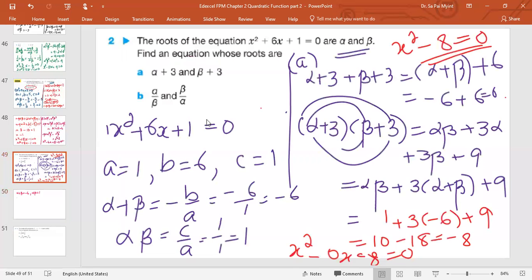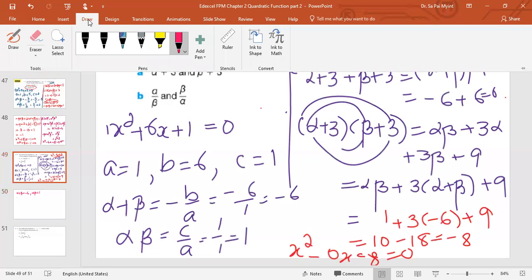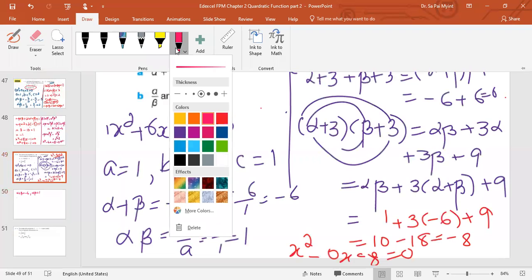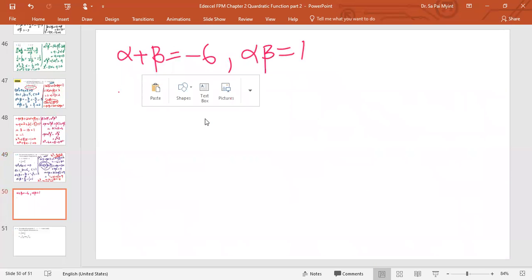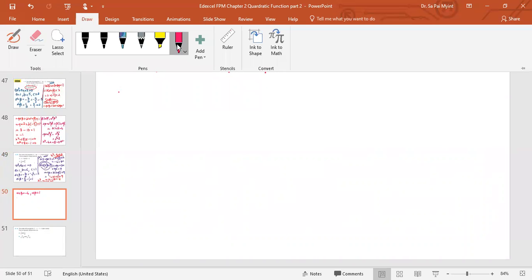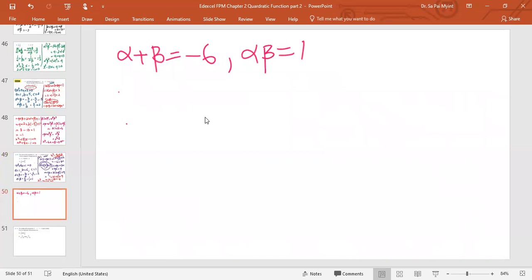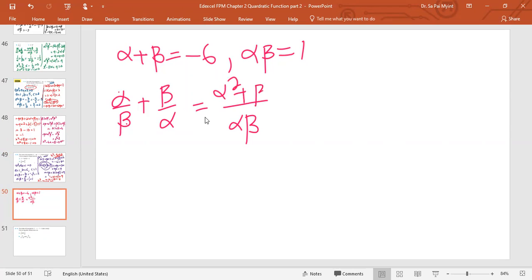Okay. Question. What is the question? Alpha by beta, beta by alpha. Now we need to find the equation for this. So alpha by beta, beta by alpha. So alpha by beta plus beta by alpha, sum of the roots first. Alpha beta, and alpha square plus beta square.